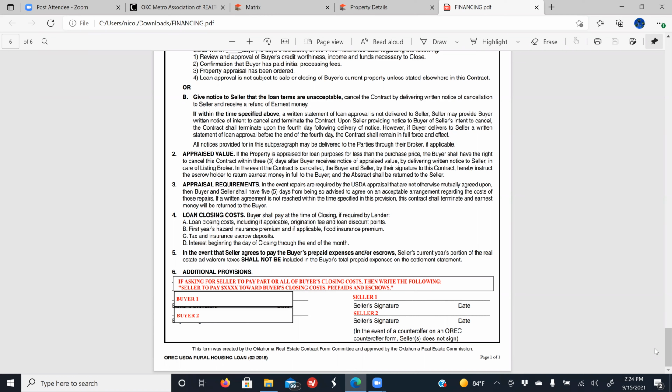If they don't, simply leave additional provisions blank. And if they do, figure out what that amount is and write that in there using the statement seller to pay blank amount towards buyer's closing costs, prepaids, and escrows. And then we have the seller sign at the bottom and the buyer sign at the bottom, as long as we're accepting it as written. And that is the financing supplement attachment to the purchase contract. Again, you pick which one aligns with the financing type that your buyer is using, and that must align with the checkbox that you checked on page 1 of the purchase contract in order to complete the offer packet.